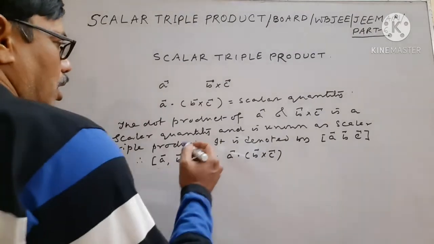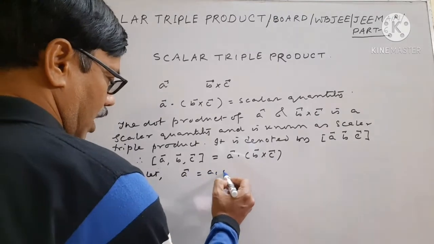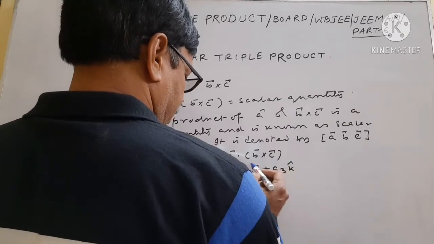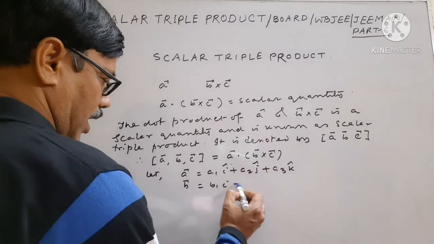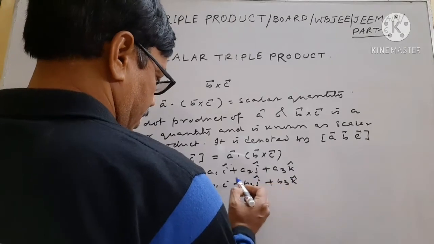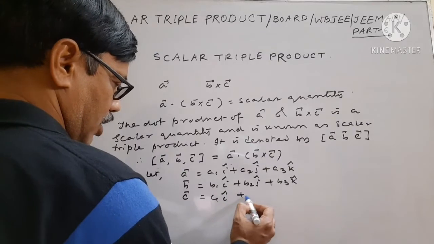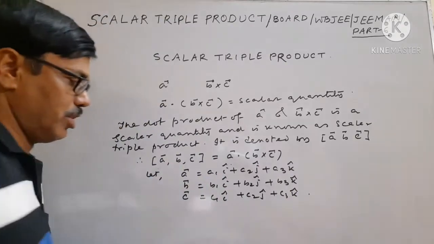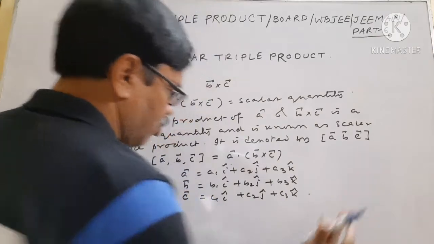Now let A vector equal A1 i, A2 j, A3 k. B vector equals B1 i, B2 j, B3 k. And C vector equals C1 i, C2 j, C3 k. So we take in general A as this, B as this, and C as C1, C2, C3.